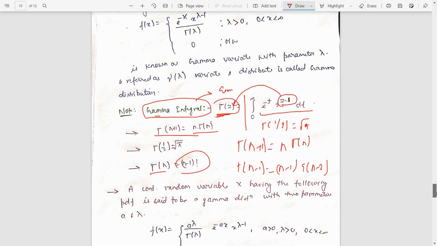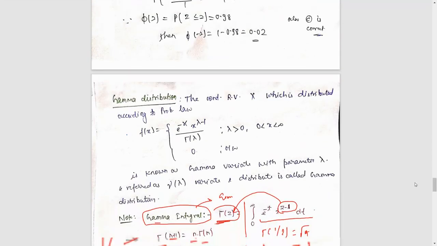Let's see what the gamma distribution is. We are talking about a continuous random variable x, which is distributed according to a probability law. If x has the following PDF, it will be termed a gamma distribution. What is the PDF? The PDF is e to the power minus x, x to the power lambda minus 1 upon gamma lambda. We will see how the properties of the gamma distribution will be applicable.